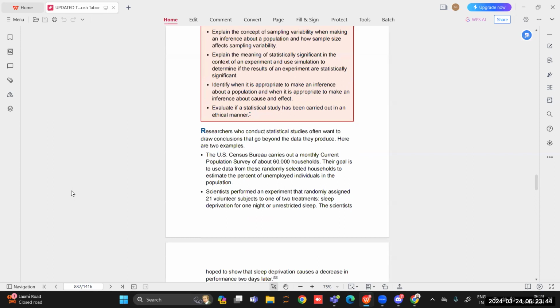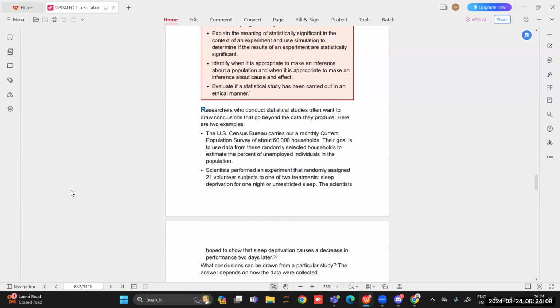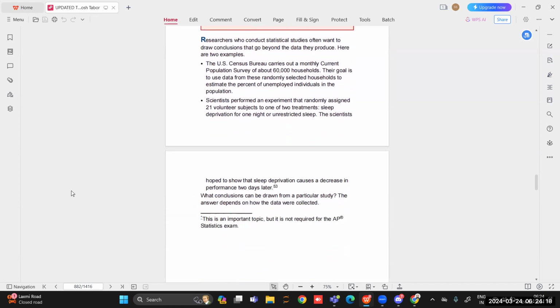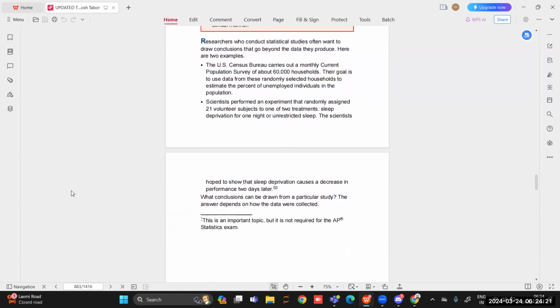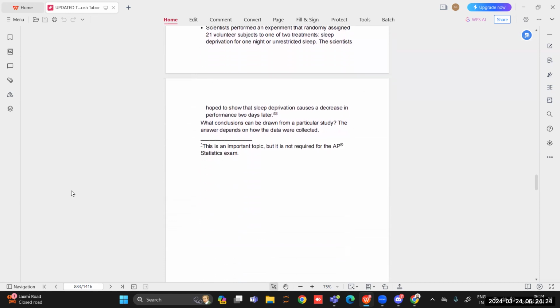Researchers who conduct statistical studies often want to draw conclusions that go beyond the data they produce. Here are two examples. The US Census Bureau carries out a monthly current population survey of about 60,000 households. Their goal is to use data for these randomly selected households to estimate the percent of unemployed individuals in the population. Scientists performed an experiment that randomly assigned 21 volunteer subjects to one of two treatments, sleep deprivation for one night or unrestricted sleep. The scientists hope to show that sleep deprivation causes a decrease in performance 2 days later. What conclusions can be drawn from a particular study? The answer depends on how the data were collected.